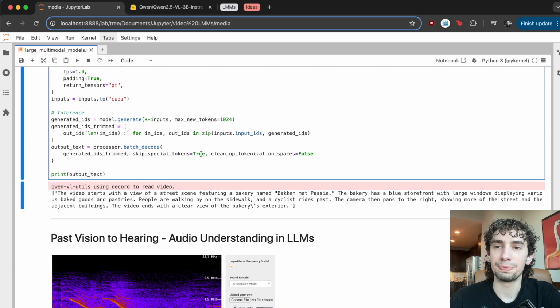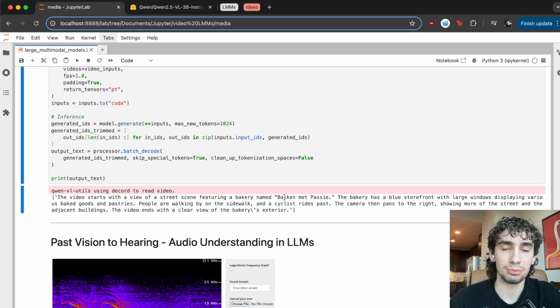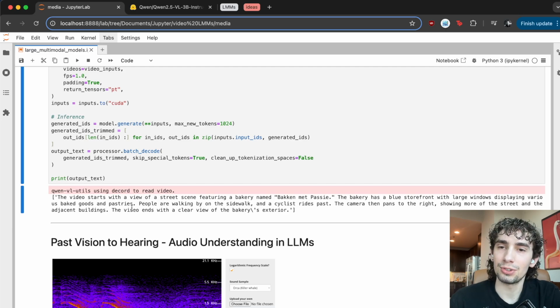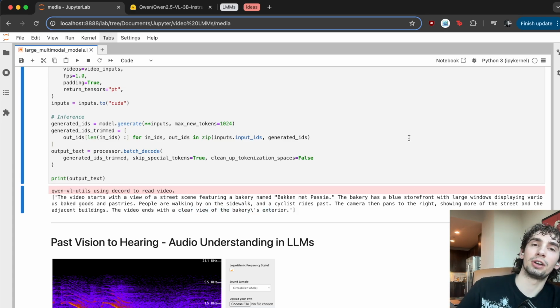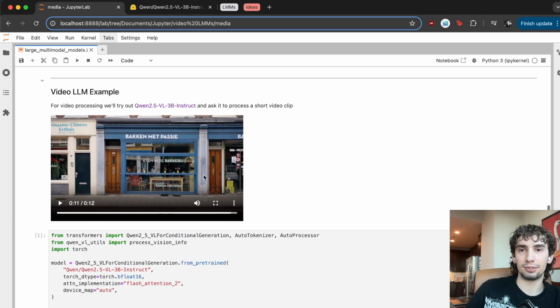Where we get out, the video starts with a view of a street scene featuring a bakery named, not going to try it right now. The bakery has a blue storefront with large windows displaying various baked goods and pastries. People are walking by on the sidewalk, and a cyclist rides past. The camera then pans to the right, showing more of the street and the adjacent buildings. The video ends with a clear view of the bakery's exterior, which, as we saw in our quick walkthrough, wasn't the most exciting of videos, but we can see that it was able to process and understand it pretty well.